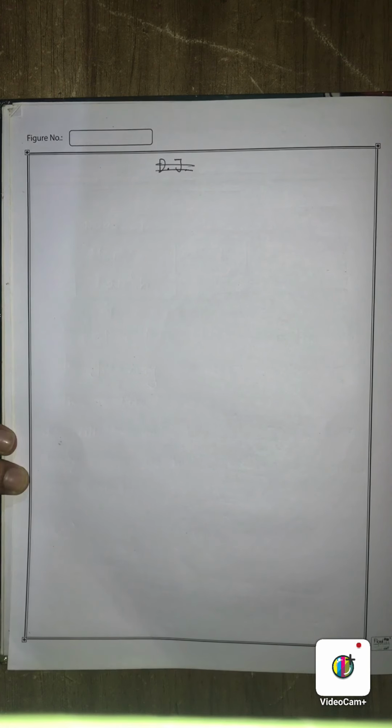Today we will discuss artificial satellites. This is lecture 4 from gravity and gravitation, chapter 6, physics, first paper. Now we will discuss about artificial satellite.